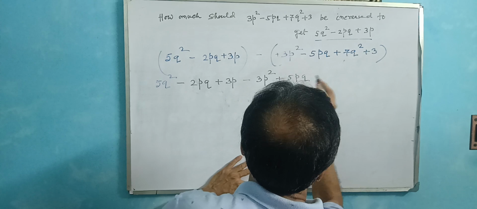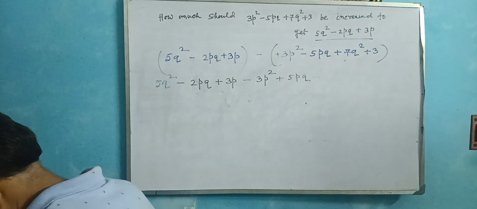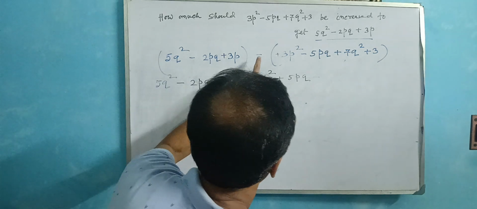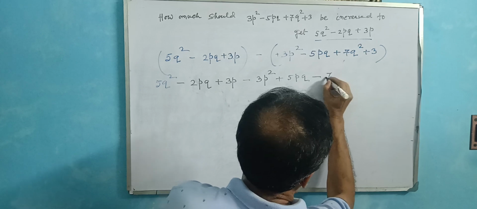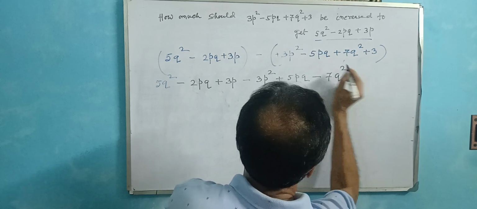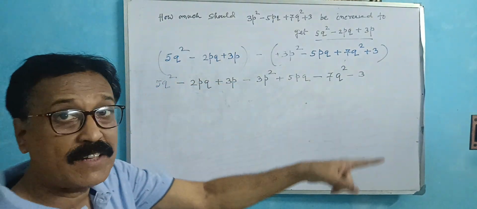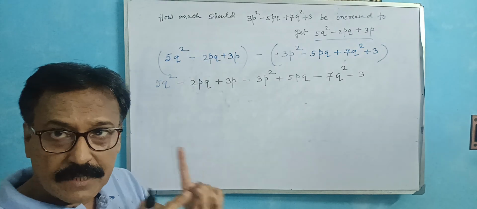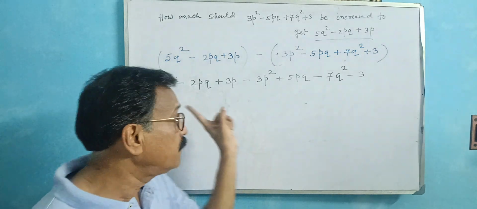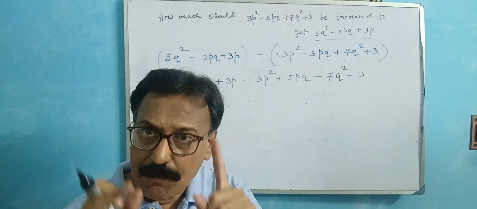minus plus minus, what is the problem, guys? Minus plus minus 7q square plus minus 3. No problem, just you recheck first. This is the very important thing. I just show you whether you wrote correctly, I write and you check whether you write properly or not. If there is a problem here, the total math is wrong. So each and every time you just recheck.